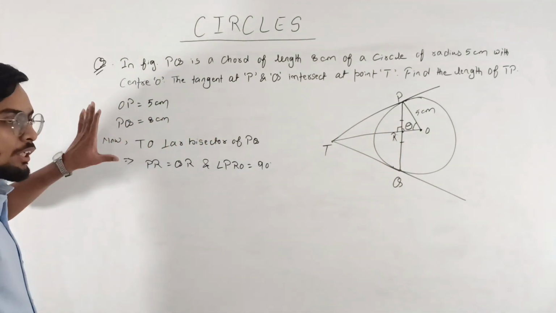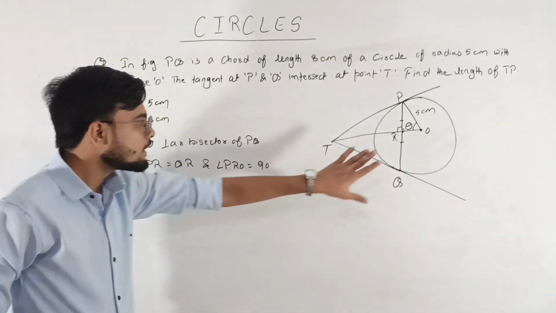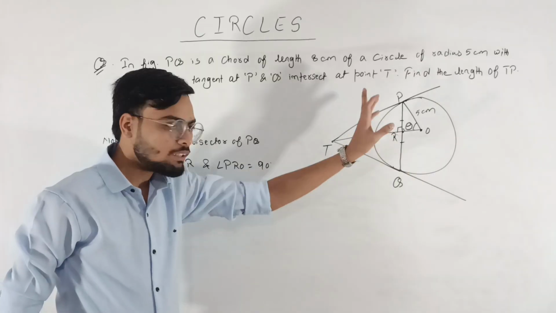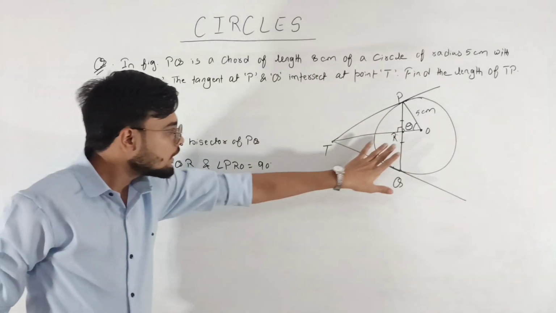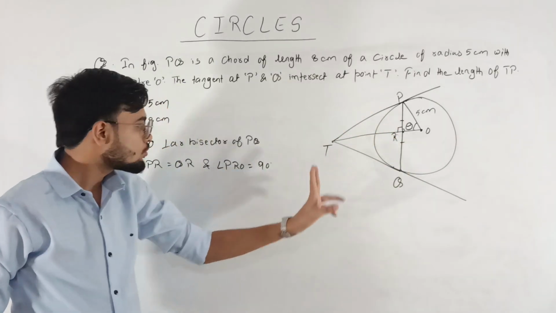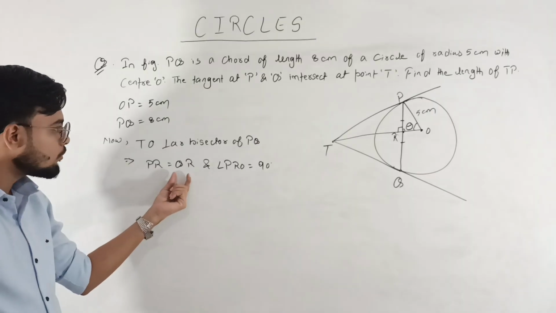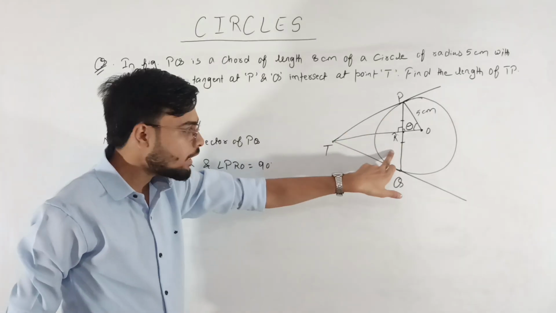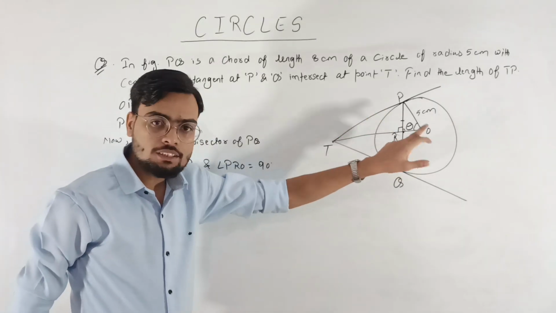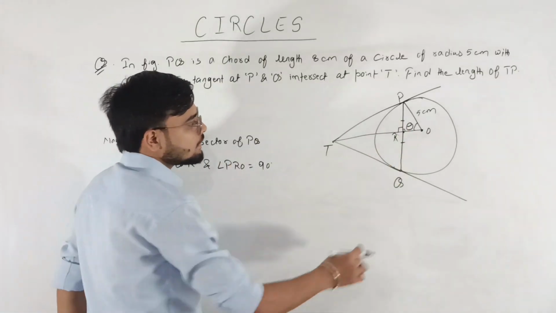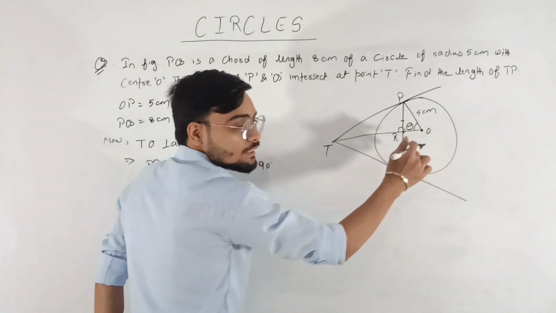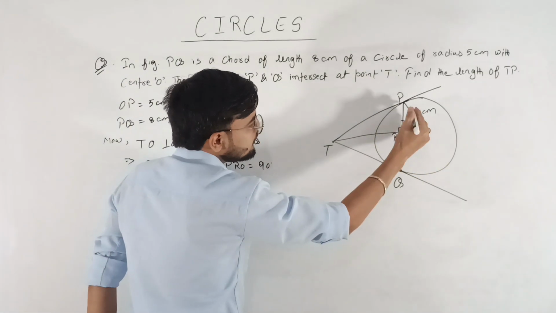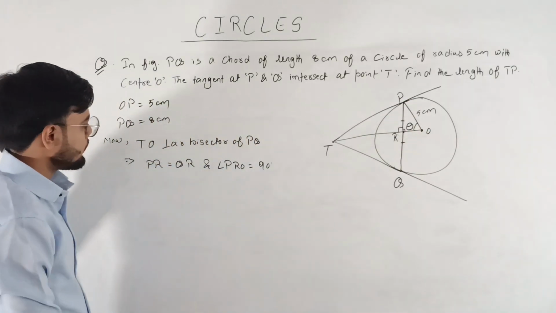What I do first, I write what is given. Radius is given 5 centimeters. Length of chord PQ is given 8 centimeters. Now TO is the perpendicular bisector of PQ, so I write PR is equal to QR, and angle PRO is 90 degrees. Now we consider this triangle PRO. This is a right angle triangle. Why? Because angle PRO is 90 degrees.